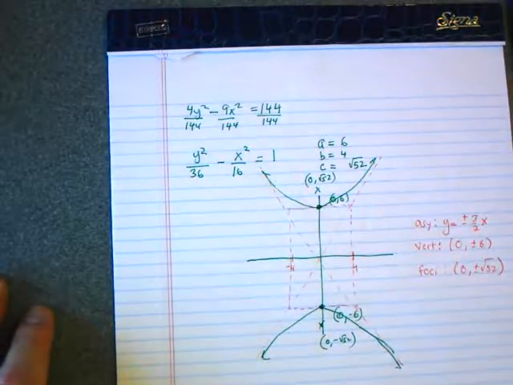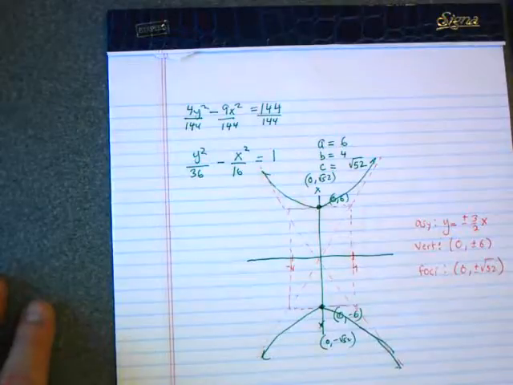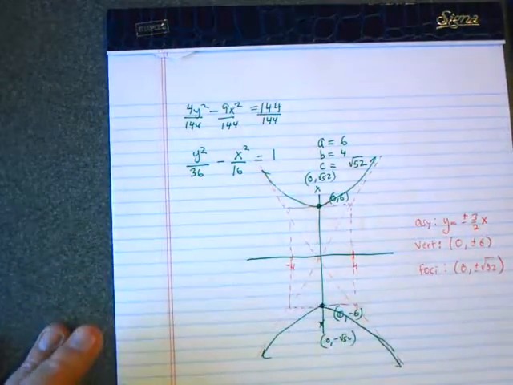A is always under whichever one is positive. For an ellipse, A is always whichever one is bigger. So very slight difference there. Here, size doesn't matter, A or B. What matters is which one's positive, which one's negative.